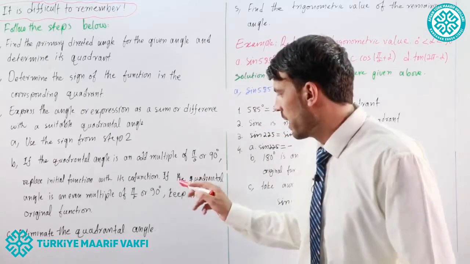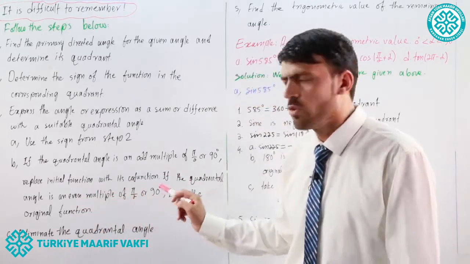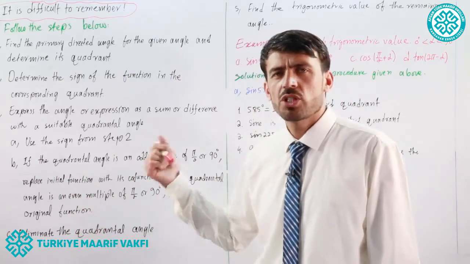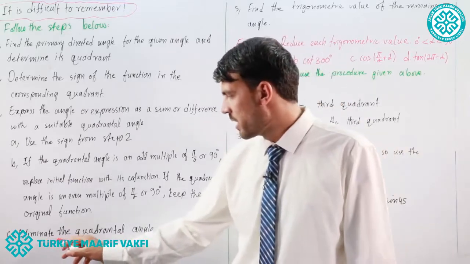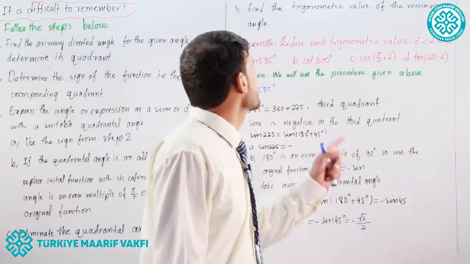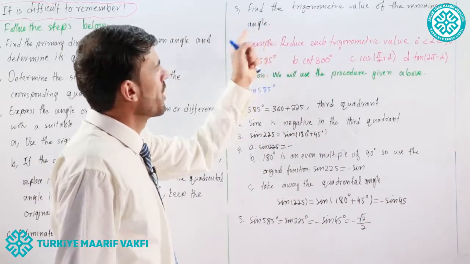If the quadrantal angle is an even multiple of pi over 2 or 90, keep the original function. You should not change the function into its cofunction. And also eliminate the quadrantal angle, and in the fifth step, find the trigonometric value for the remaining angle.